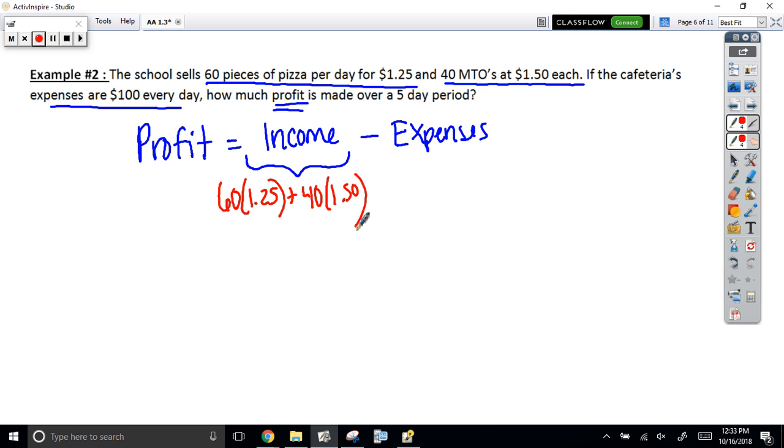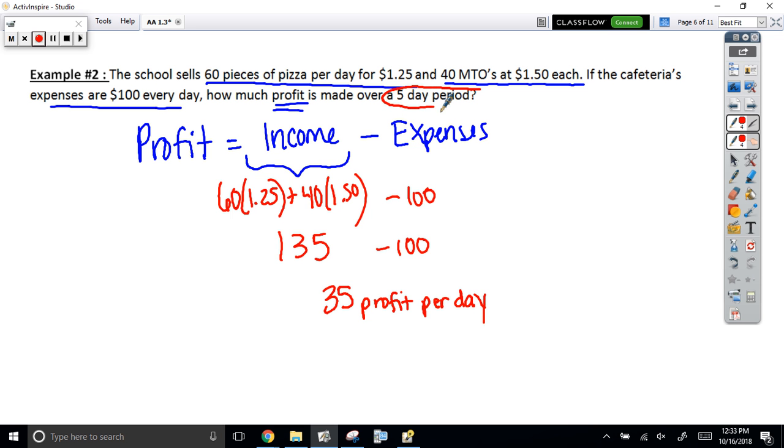You will get $135 for the income. And that's income per day, daily. They told us that the expenses are $100 every day. So I'm going to subtract 100 to get 35. Now this is our profit per day. They want us to figure out how much profit is made over a 5-day period. So what do we have to do at the end? Multiply by 5.